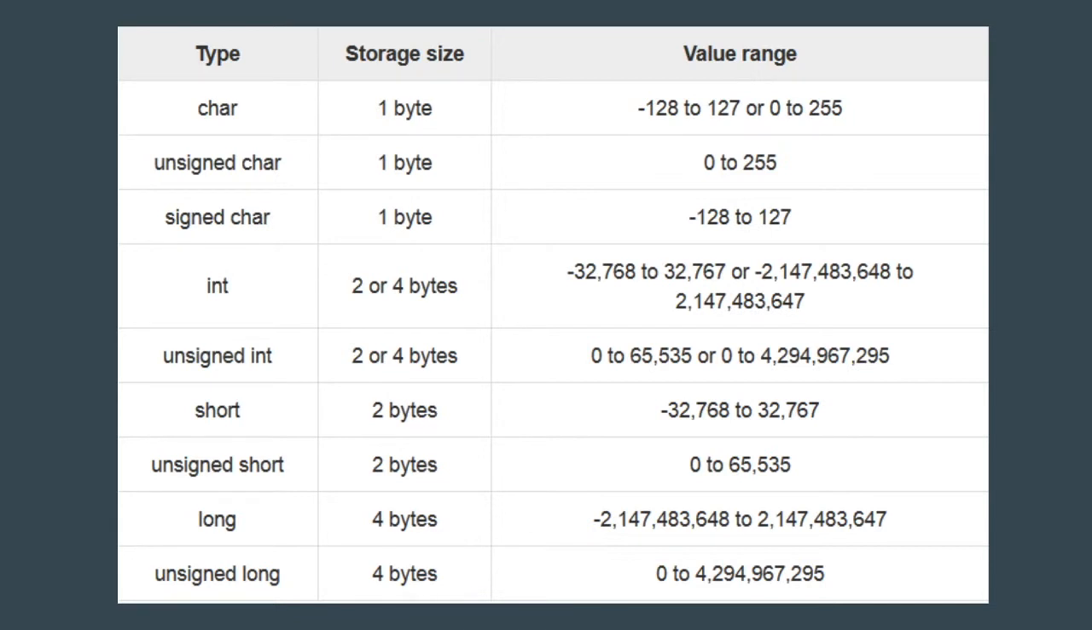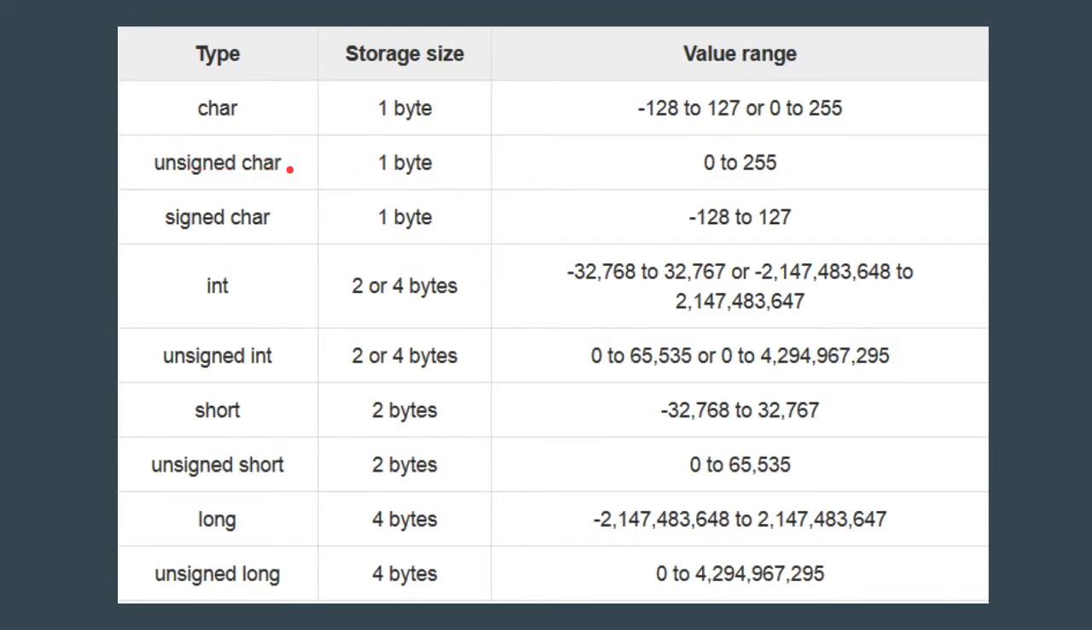Now let us take a look at this chart over here. This chart shows three columns. The first column contains the type of the variable, the second contains the storage size, and the third contains the range of values. Our character data type takes a storage space of only 1 byte, and its range is from -128 to 127 if you consider the negative as well as the positive scale. Otherwise, if you consider only the positive scale, then its value range is 0 to 255.